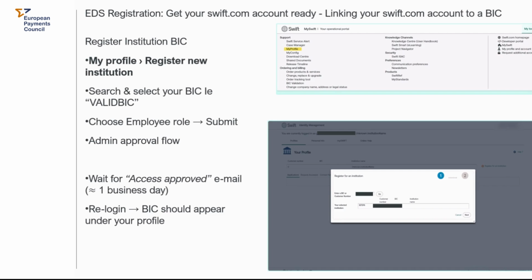We're just going to recap how to link the account to a BIC. To register your institution BIC, you have to make your way to My Profile, then click on Register a New Institution. You have to search and select your BIC, choose your employee role, then Submit. This will prompt the admin approval flow to start. The admin approval flow is usually 1 business day long. You have to wait for an access approved email that you will receive. Once that is done, you can re-log in, make your way to My Profile again, and the correct BIC should now appear under your profile.